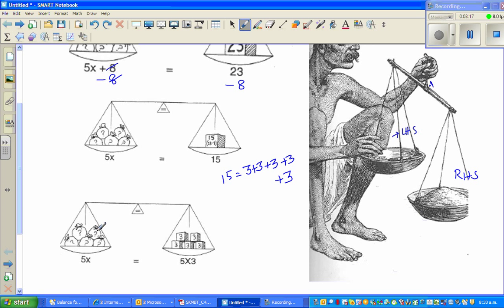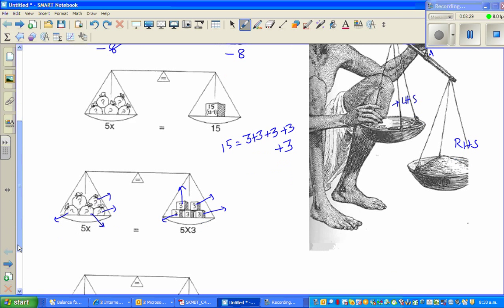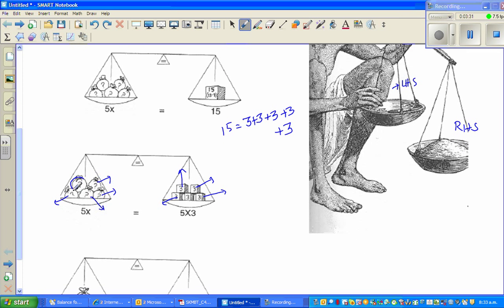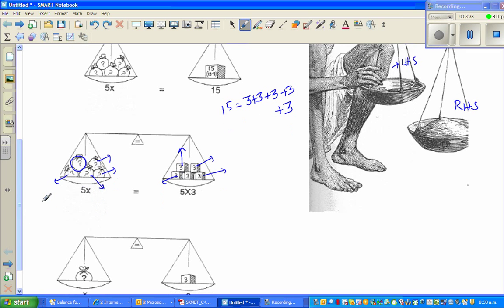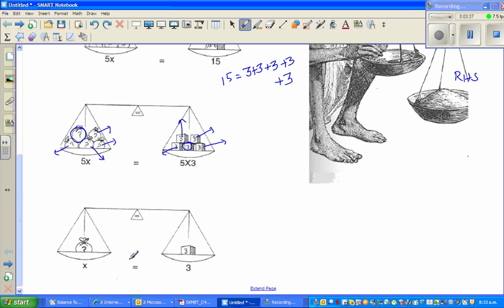Okay, so you can compare both. If you take 4 of these out, you have to take 4 of these out. Okay, so what remains is one bundle of something. What is that? And that is equal to this. So this bundle is equal to 3. So this is the unknown, so x is equal to 3.